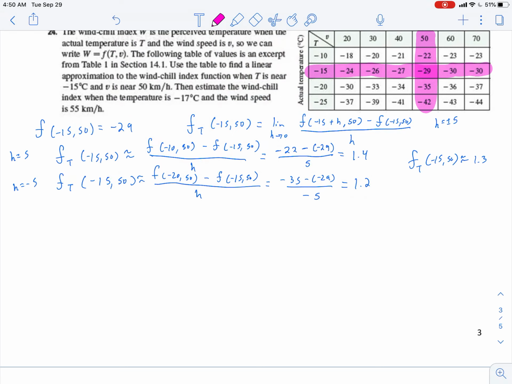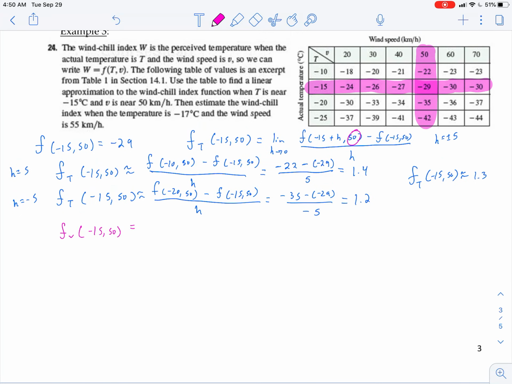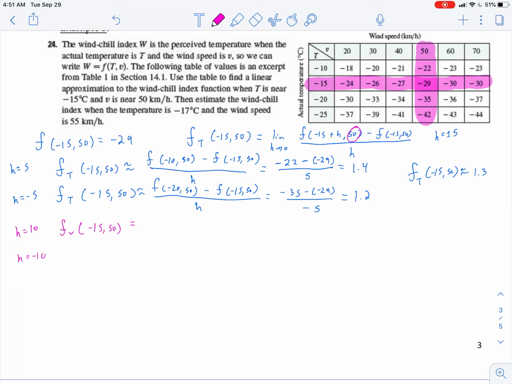All right, we're going to do the same thing, but for our velocity. And so instead of having to rewrite the whole thing again, I'm just going to go ahead and do velocity. So f of v, and hopefully you understand where it's coming from, (-15, 50). But now we're going to be dealing with our v value, so we're changing this value. And our steps for that, because for our velocity they increase and decrease by 10, we're going to do h is equal to 10, and h is equal to negative 10.